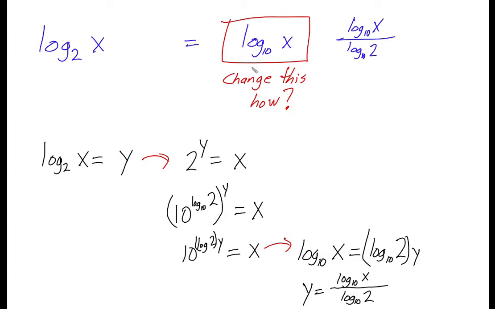Now, there was absolutely nothing magic about the number 10 here. If we had wanted this to be a log base e, a natural log, then when we changed the base of the exponent, it would have been e to the natural log of 2. And what we would have ended up with was the natural log of x divided by the natural log of 2.